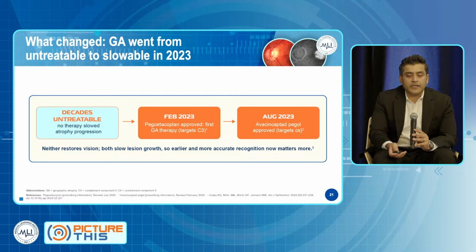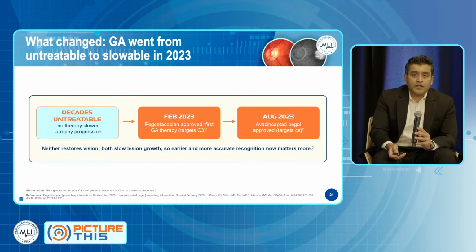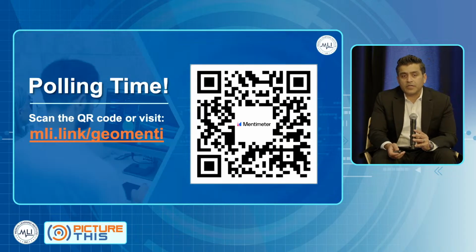And obviously, neither of these drugs restores function, but our hope is that by slowing down GA growth, we are slowing down the functional loss for these patients, because losing photoreceptors and RPE correlates to function. And we know that very well. Obviously, we have to prove that in clinical trials, which sometimes can be difficult with variability and sensitivity of the test.